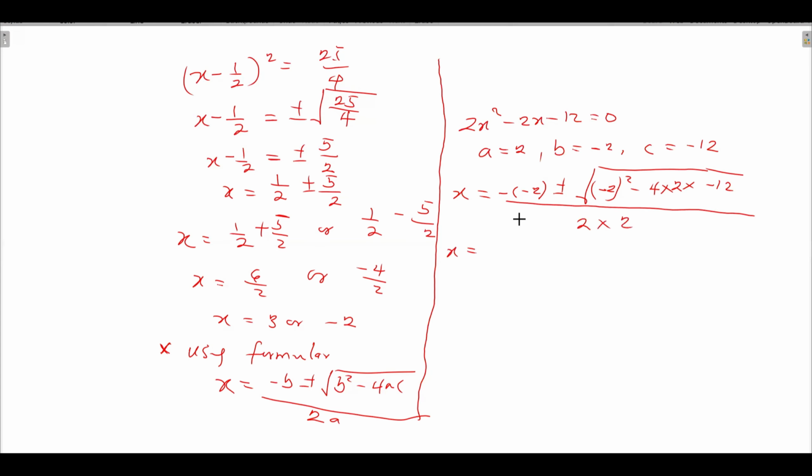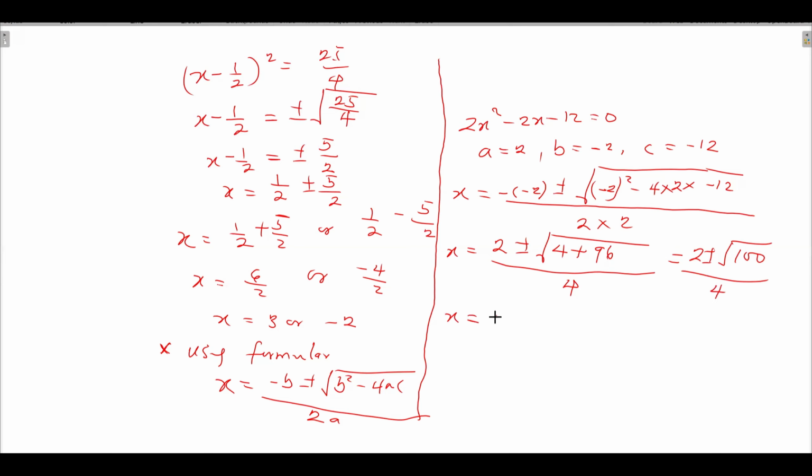So x equals, this one becomes positive 2, plus or minus root, minus 2 squared is 4. Now you see, this one is multiplication; minus and minus turn this to positive. 4 times 2 would be 8, and 8 times 12 would be 96. So 4 plus 96, everything divided by 4. If we solve this and continue, that would be 2 plus or minus root 100 over 4.